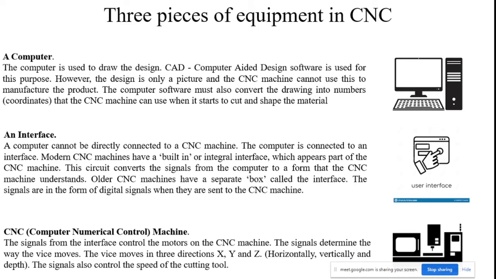The signals also control the speed of the cutting tool. In a conventional machine, a slow speed, high speed and medium speed knob is available. From this we can control the speeds, and we can also control them with the variable speed stepped cone pulley. From this we can control the speed of the machinery.